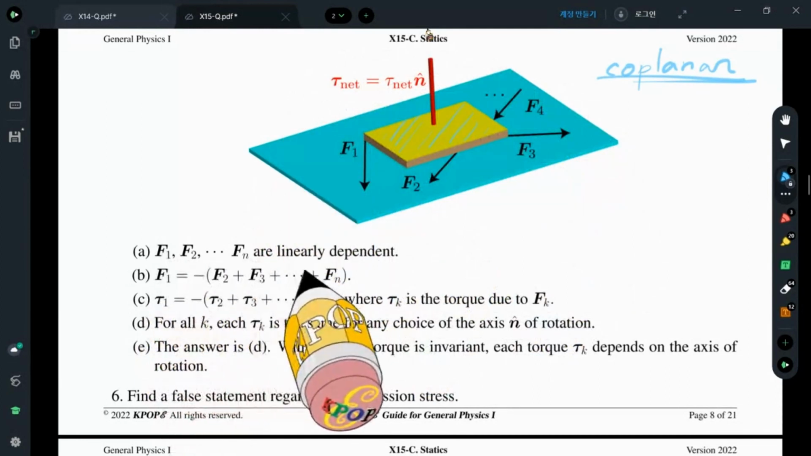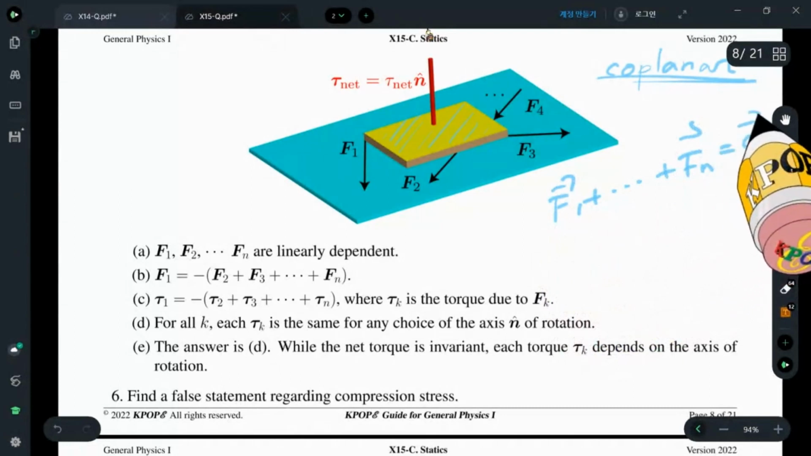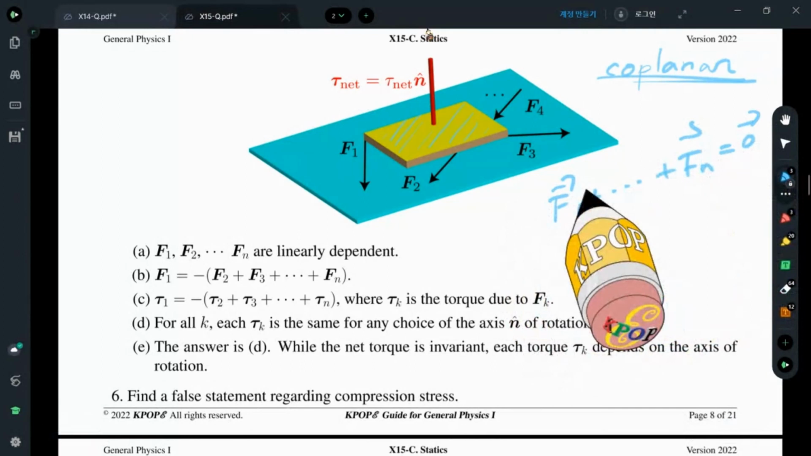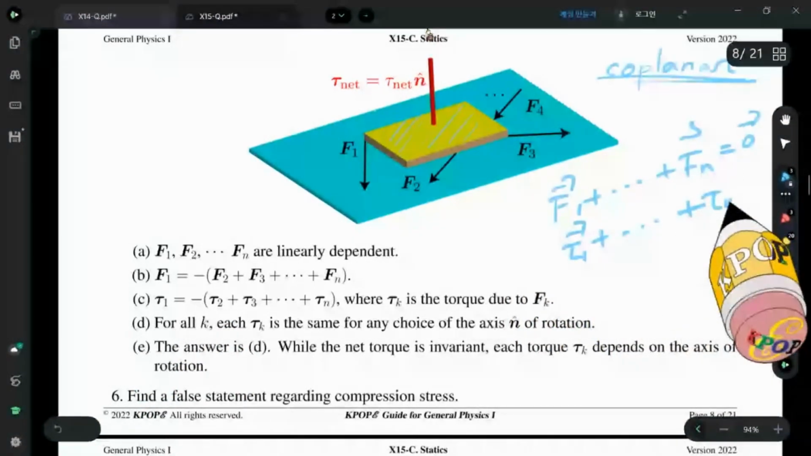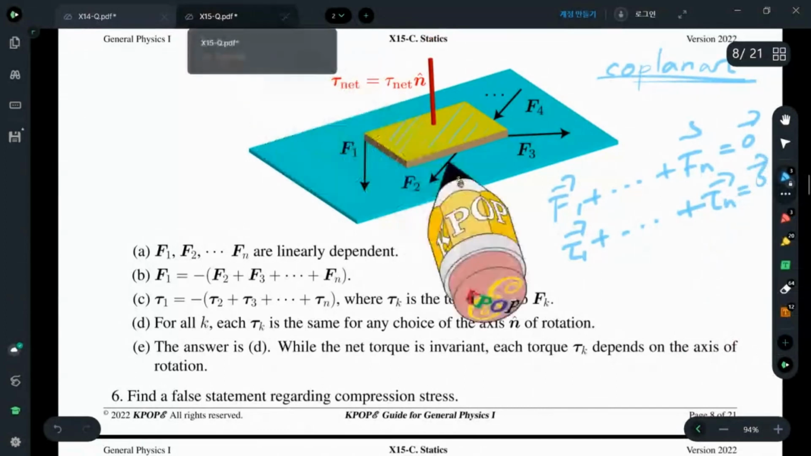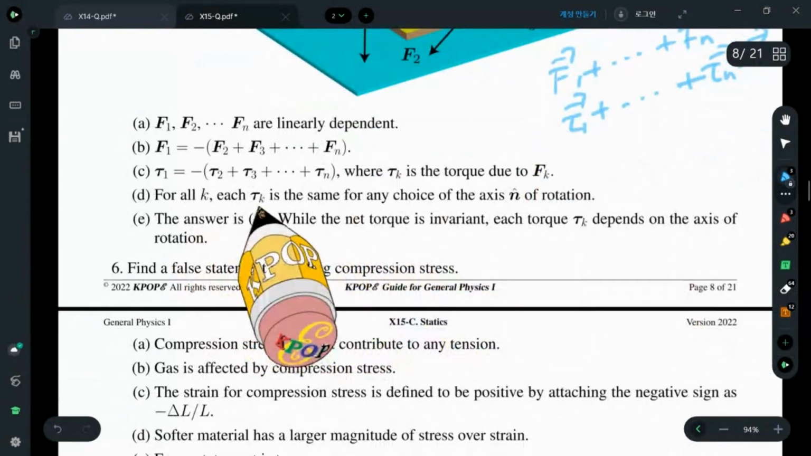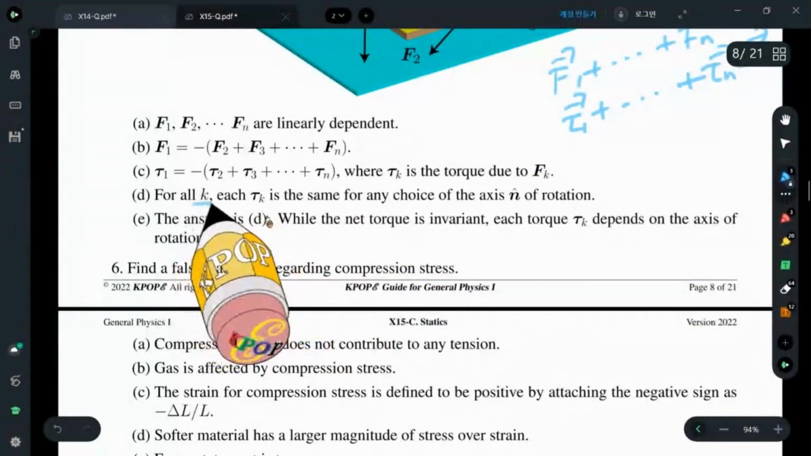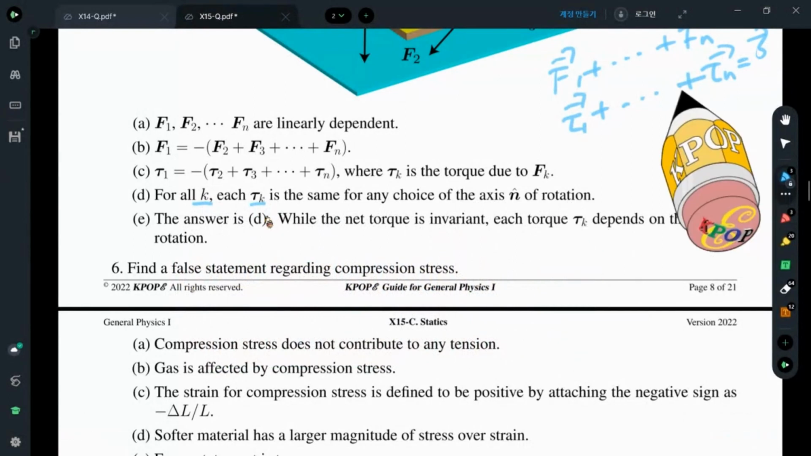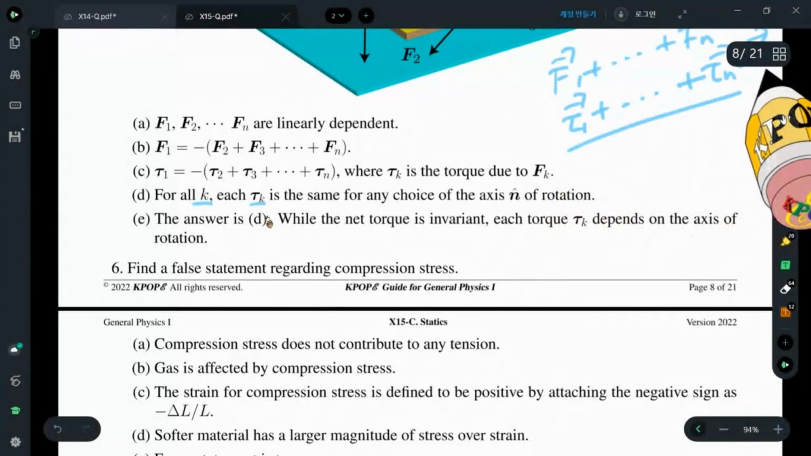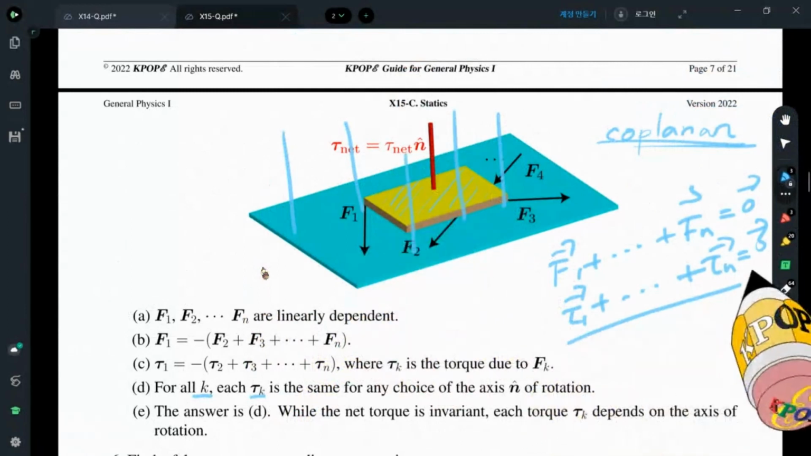In that case, F1 through Fn are linearly dependent, because their sum is zero. And the sum of the torques should also be zero, because the system is in equilibrium. For all k, the sum of tau k is zero for any choice of axis of rotation. That's fine. Whatever axis we may introduce, the sum is always vanishing.